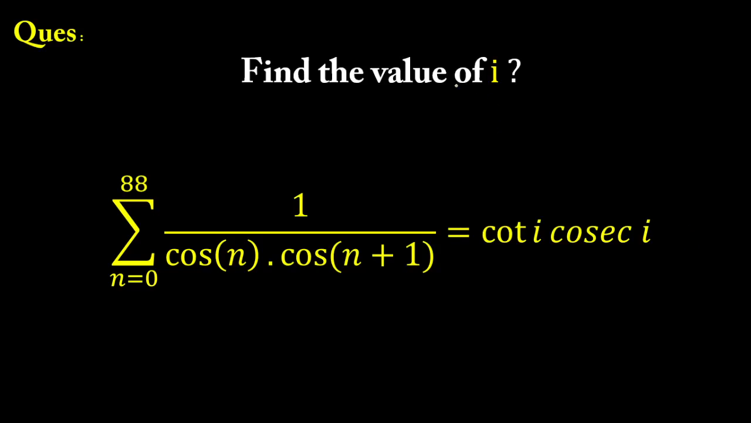The problem is to find the value of I for which the summation of the sequence 1 upon cos of n multiplied by cos of n plus 1, where n varies from 0 to 88, so the sum of these 89 terms is equal to cotangent of I multiplied by cosec of I. Our motive is to calculate the value of I. So let's start with the problem.